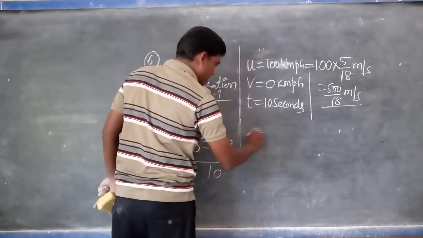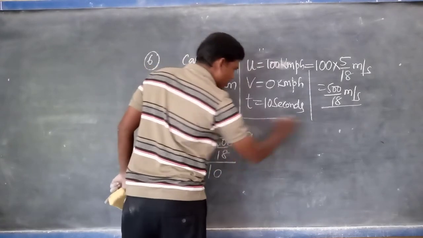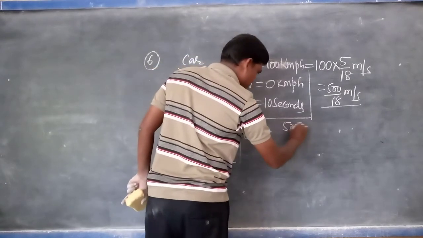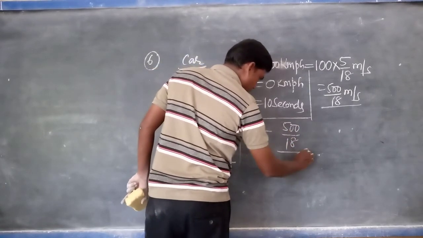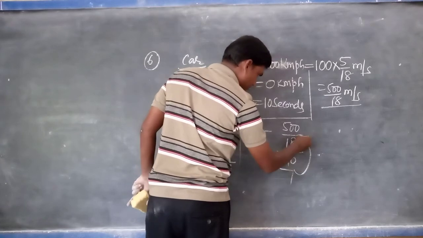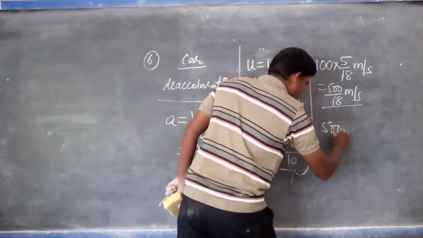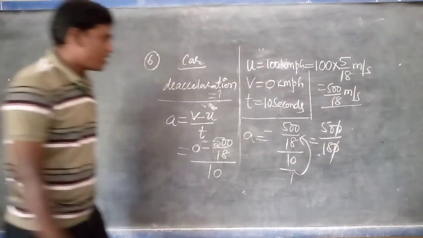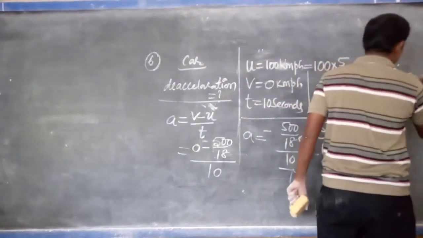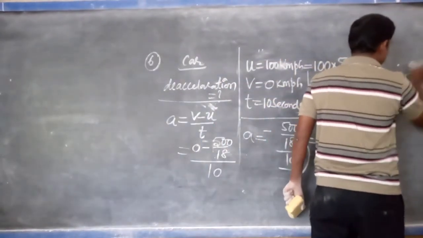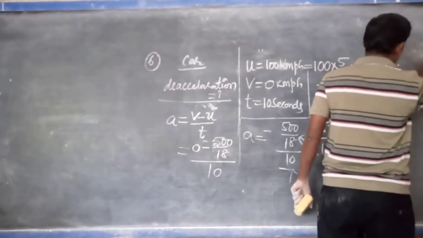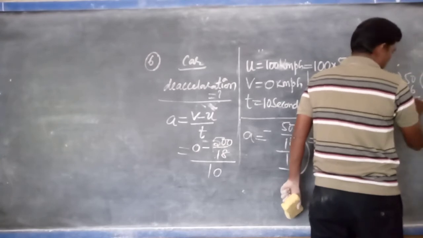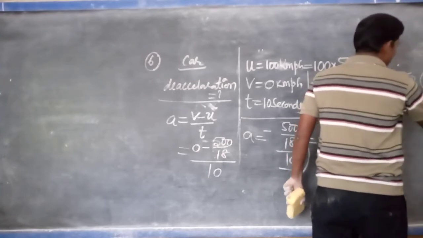Now what can you write here? a is equal to minus of 500 by 18 by 10 by 1, which is 500 by 180. The 0 gets cancelled. So now here we come to 50 by 18.